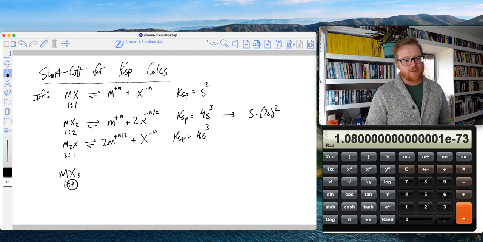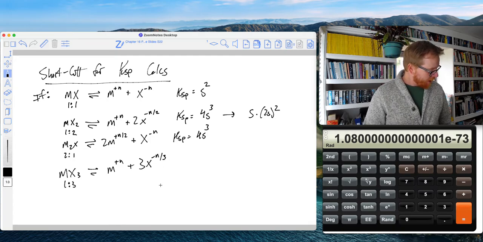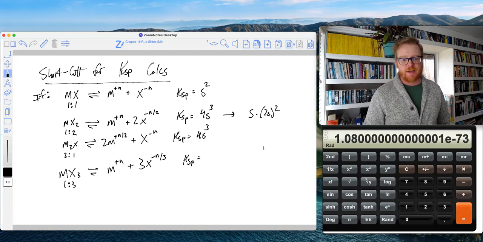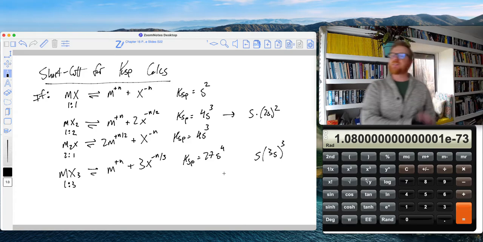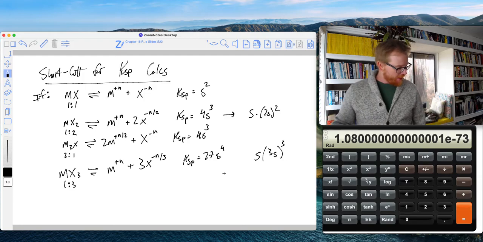Now, what if I have an MX3, so a 1-to-3 solid? Once again, in my charge, I could write that as M plus n, and then of course this would be 3X minus n divided by 3. So I'll write this off to the side: that's going to be s times 3s all cubed. So 3 to the third power is 27, and that's going to be s to the fourth power. And of course, if it was M3X, it would be the same thing.